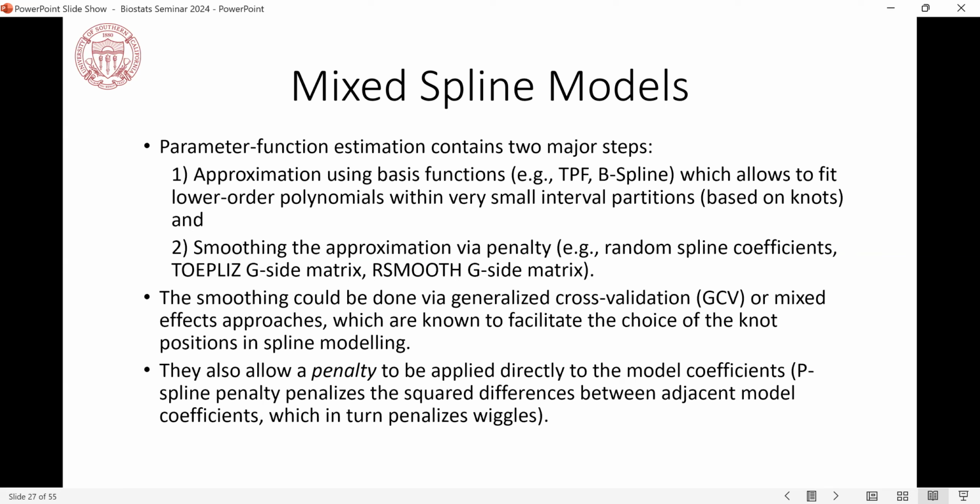So this model will allow us to penalize directly the model coefficient. It's a similar concept to lasso. Just look at the beta coefficient, look at the squared difference of the beta coefficient between adjacent model coefficients, and then we can penalize it.